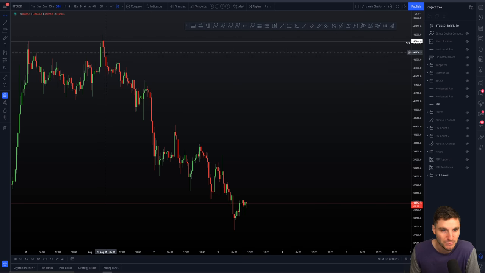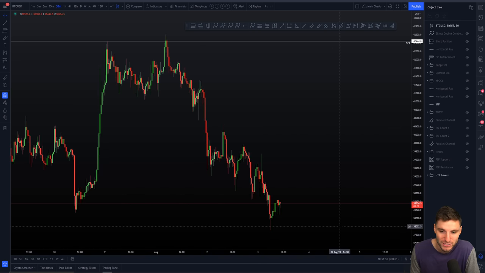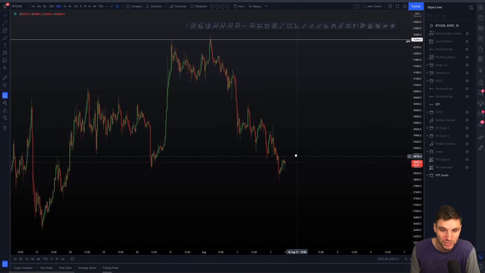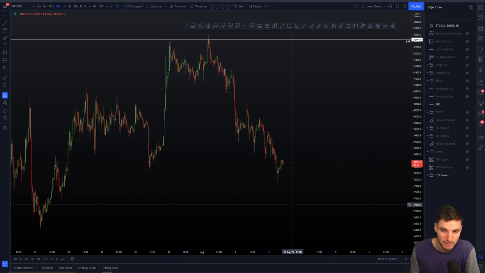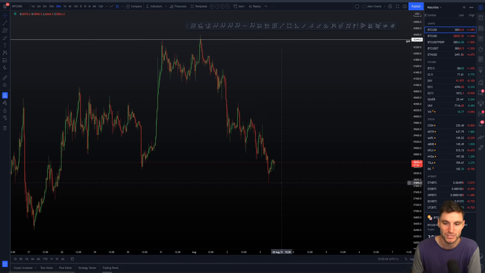If you see this, ladies and gentlemen, it's a continuous lower high, lower low, lower high, lower low, lower high, lower low, and so on. This could just be your potential lower high for another lower low. And this downtrend continues. This is very big bearish pressure. The market structure is bearish right now as we trade at around $38,550, okay? So that's where we are trading right now with a downtrend.